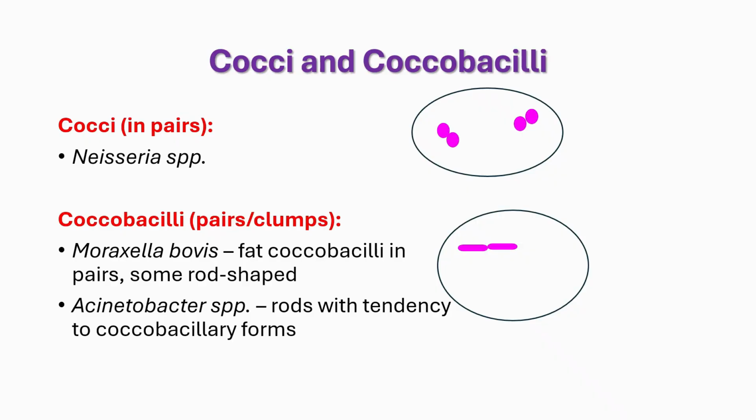Gram-negative bacteria, based on the morphology, are classified into cocci and rods. First, gram-negative cocci, which include Neisseria, which appears as paired cocci as shown in this picture. Next is Coccobacilli. It can appear in pairs or in clumps. Some Coccobacilli like Moraxella bovis appear fat and in pairs, while Acinetobacter shows rods that often resemble Coccobacilli.